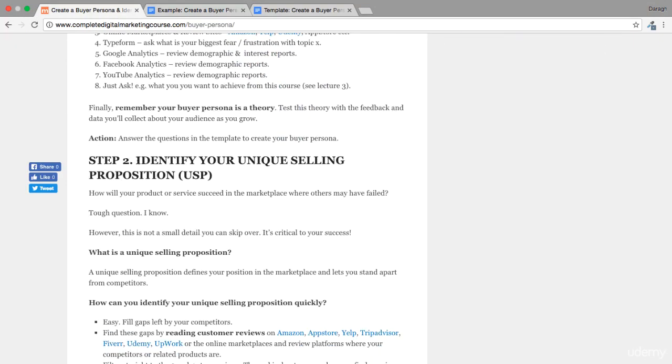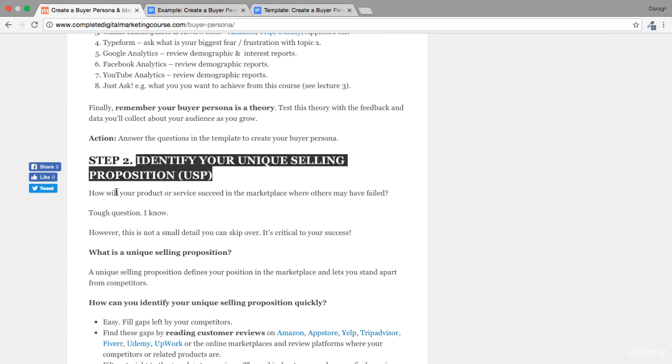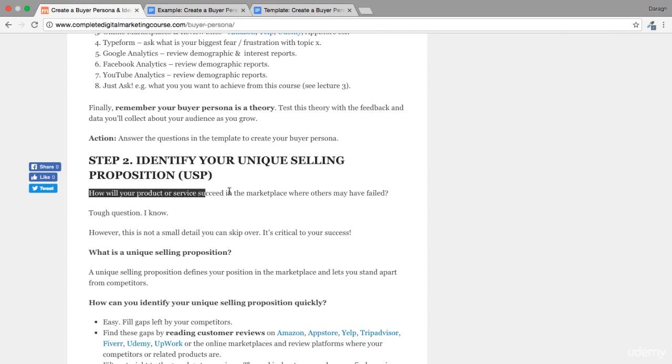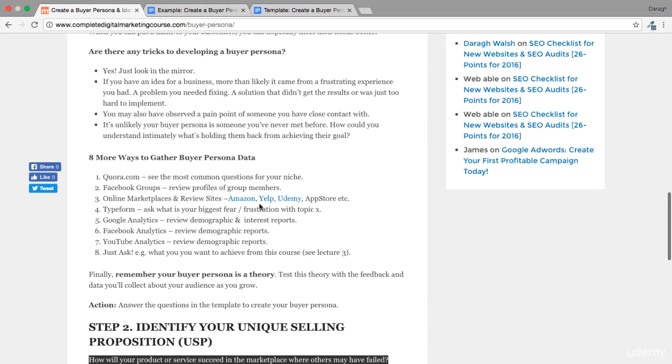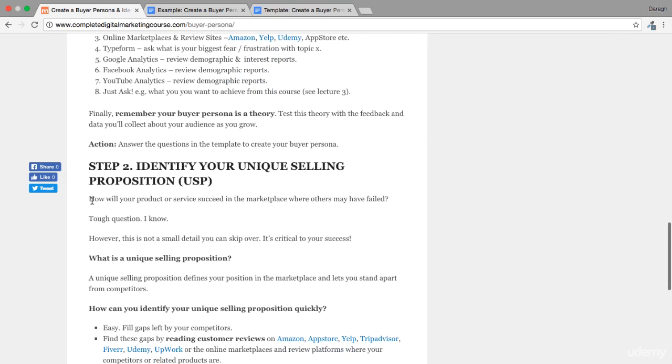is to identify your unique selling proposition and answer this key question really: how will your products or service succeed in the marketplace where others may have failed? So this is a key question. Just because you've identified people who are struggling to get a solution, are you sure that you can really create a solution that's going to solve their problem?